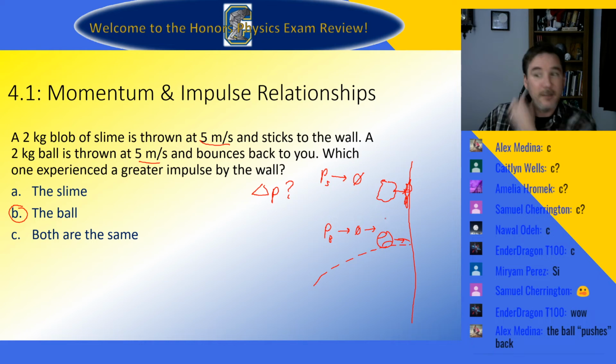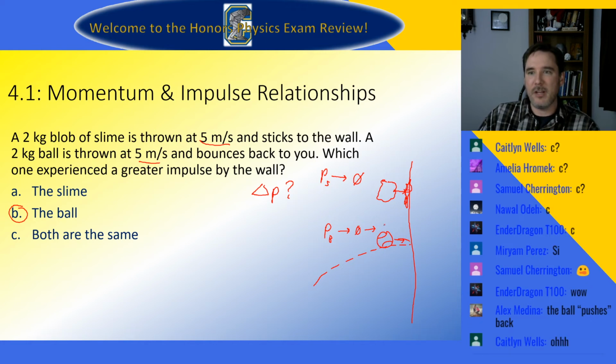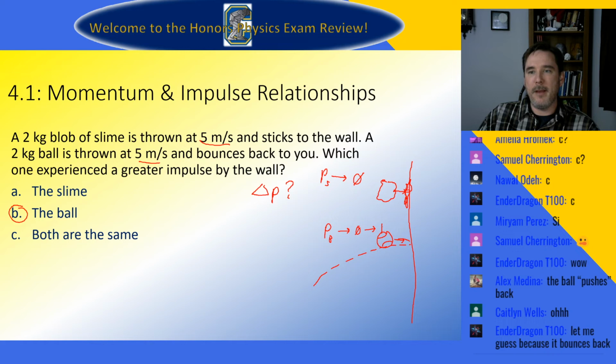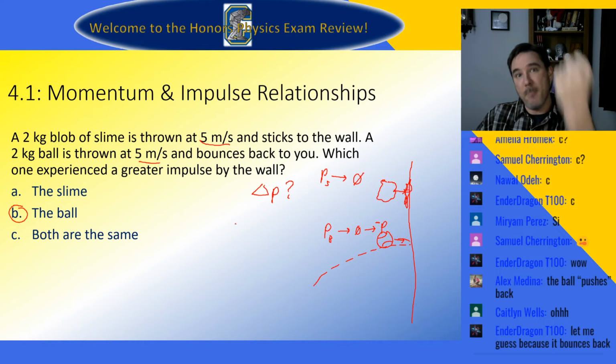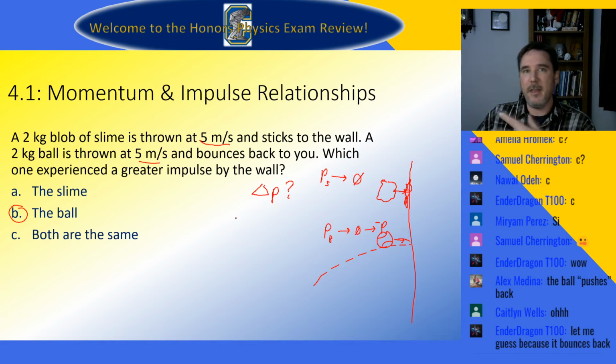Alex, you are absolutely correct. It reversed course because the wall pushed back on the ball. The ball pushed on the wall. And so it went back up to basically negative P, whatever it had before. So because the ball did a total reversal, it didn't just lose its momentum, it gained momentum in the opposite direction. So because it had the biggest momentum change, the ball has the biggest impulse because the wall had to push back harder on the ball.